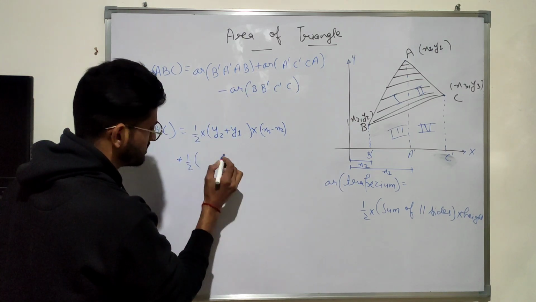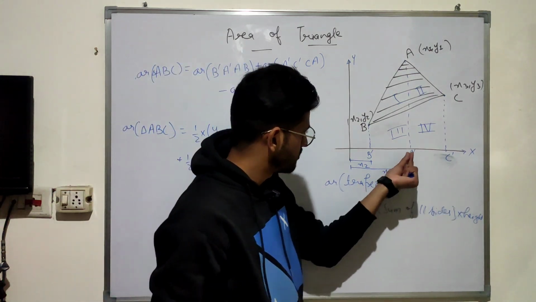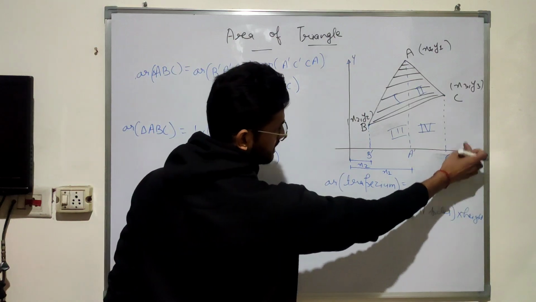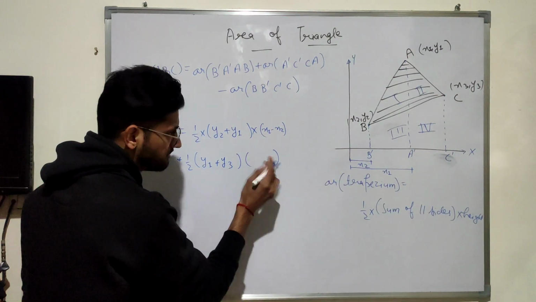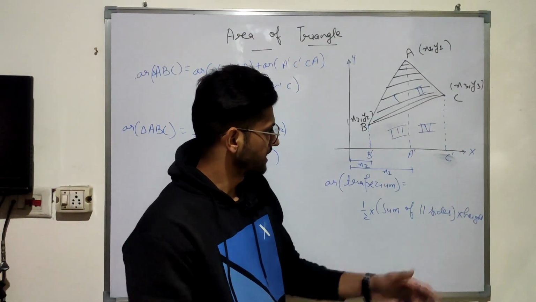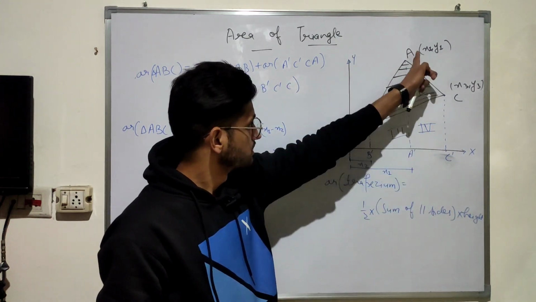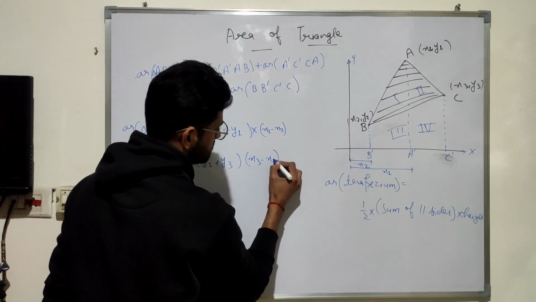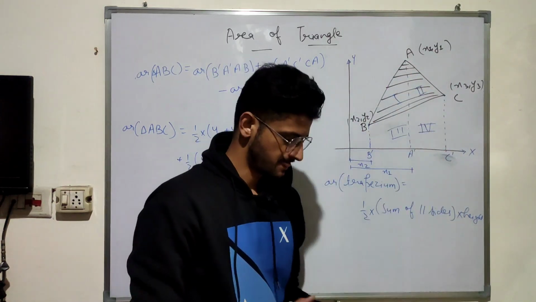Now we are writing the area of the second trapezium, that is half sum of parallel sides into height. The sum of parallel sides: A'A is going to be y1 plus C'C, which is the y coordinate of point C, that is y3. So y1 plus y3, multiplied by the height of this trapezium, that is A'C'. We will subtract the x coordinate of A' from the x coordinate of C'. The x coordinate of A' is x1 and of C' is x3. So x3 minus x1 is going to be the height for trapezium 2, that is A'C'C.